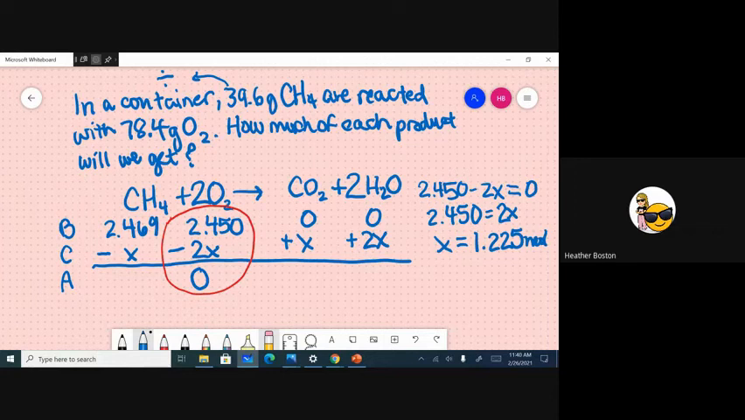So for CH4, 2.469 minus the value of x, which is 1.225, gives us leftover 1.244 moles. CO2 is 0 plus x, so we're going to produce 1.225 moles of CO2, and water is 2x, so it's 2.450 moles. With one BCA chart, we have the answers to all the questions we could possibly ask about this. So we started the reaction with only CH4 and oxygen. When the reaction ends, I have leftover CH4, no oxygen left, and I've produced carbon dioxide and water.